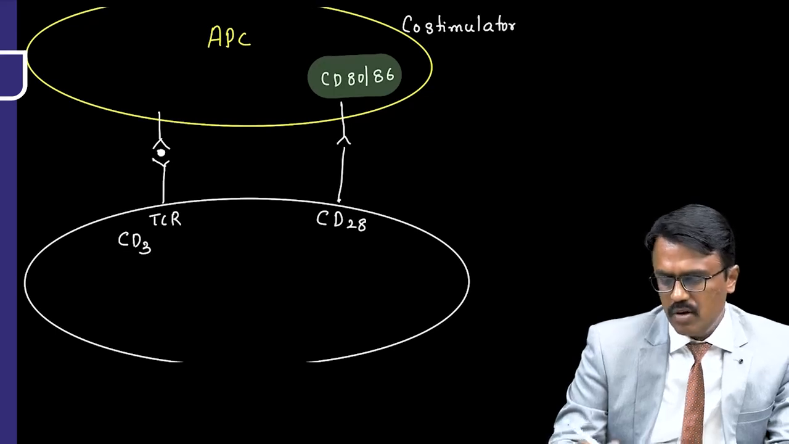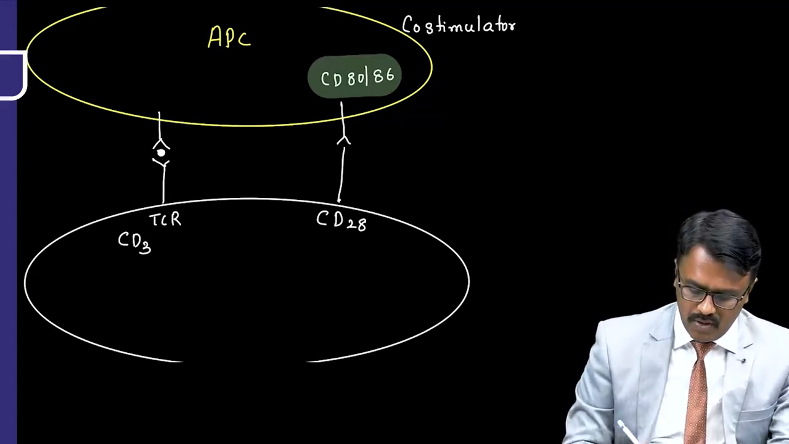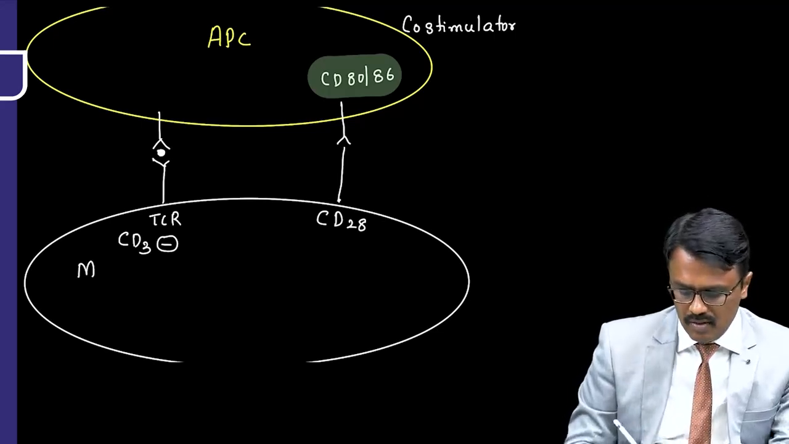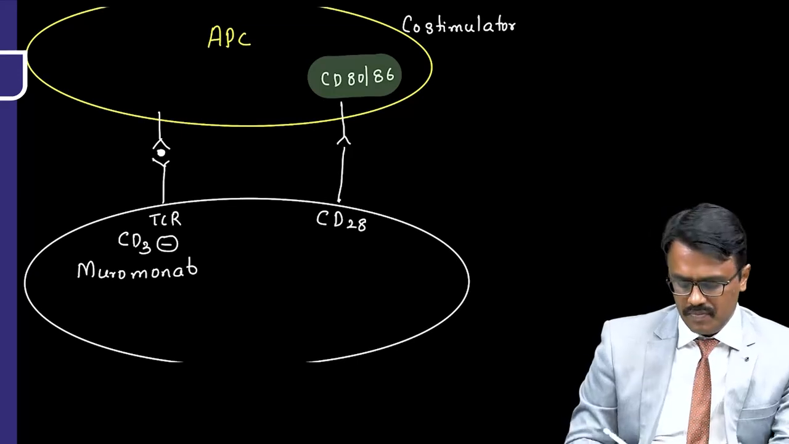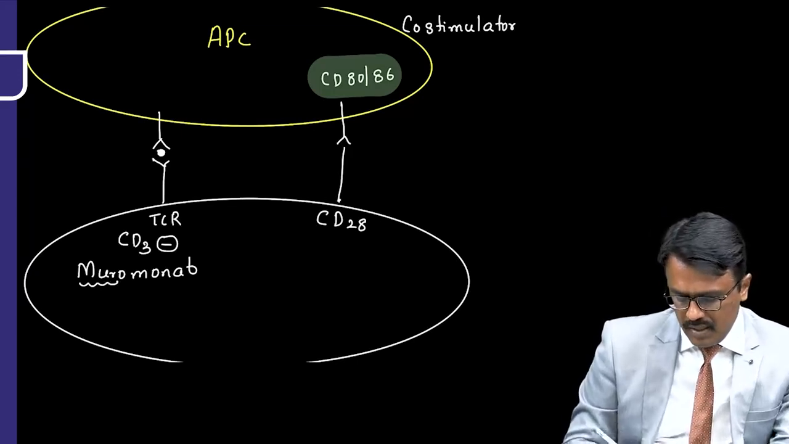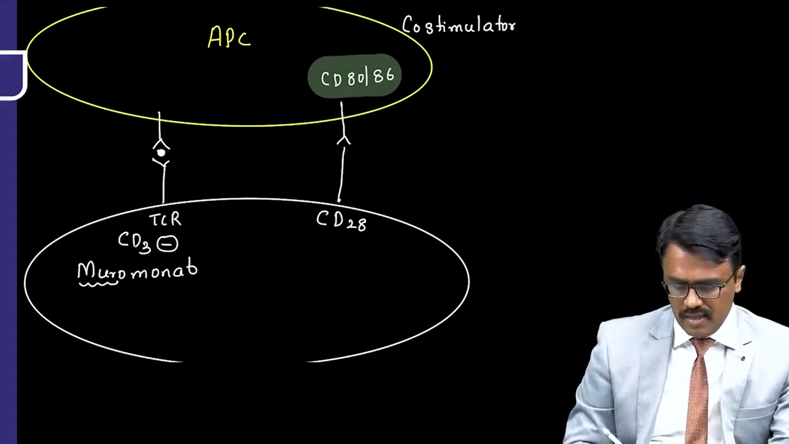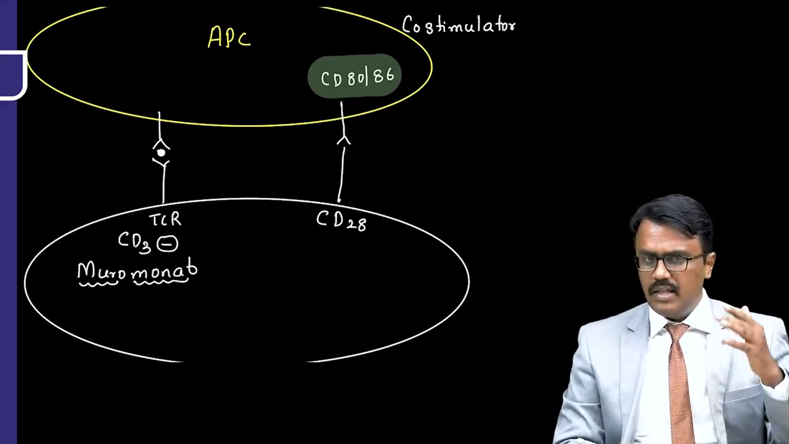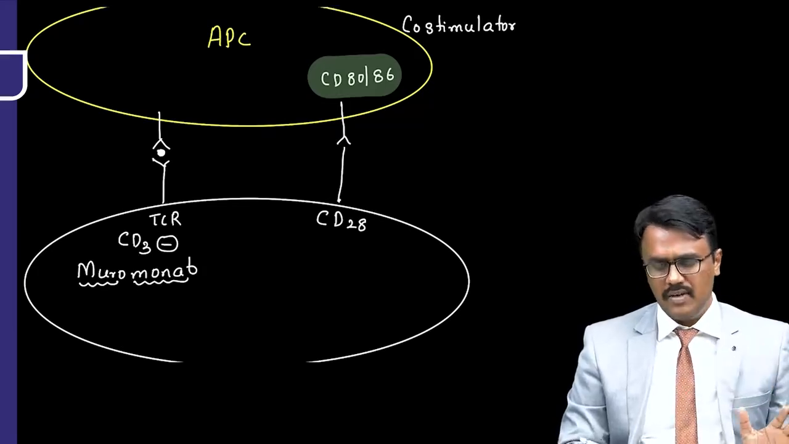CD80/86 is also called a co-stimulator. Now, if I want to block this immunity, what should I do? I should block the CD3. CD3 is blocked by a drug called Muromonab. Why the name Muromonab? It is derived from murine, that is rat or mice, and it's a monoclonal antibody. The target is that it blocks CD3. If you block CD3, the T cells are not activated.